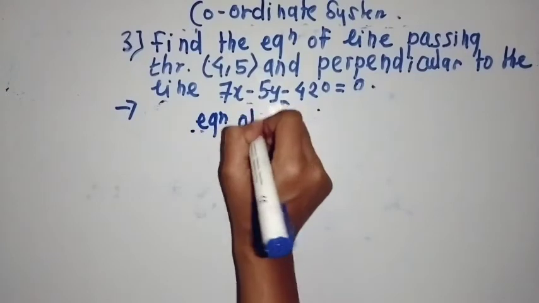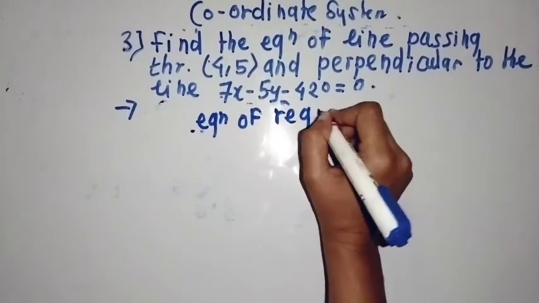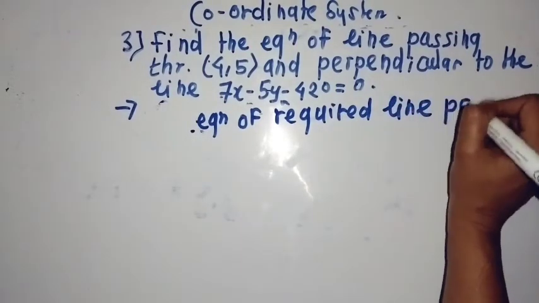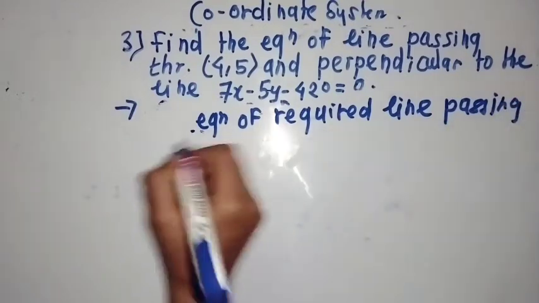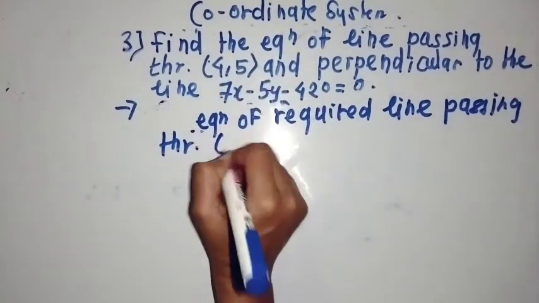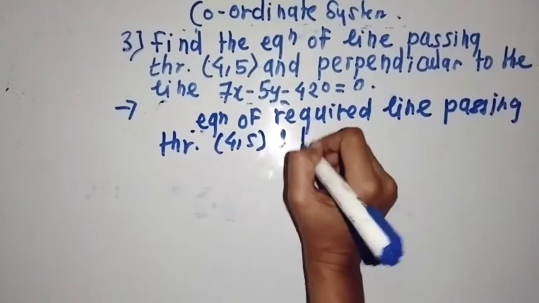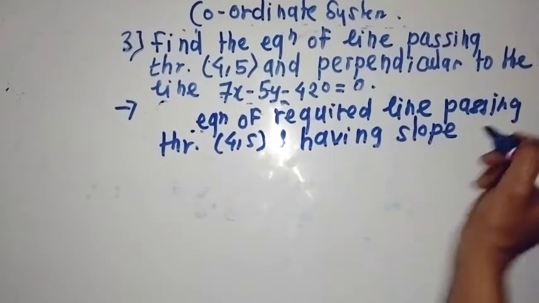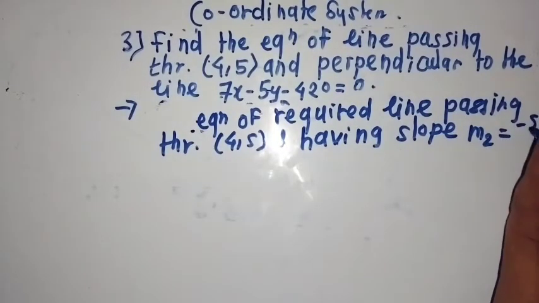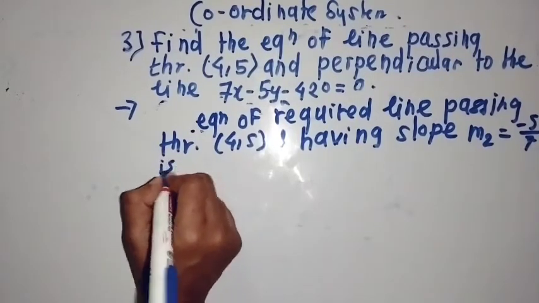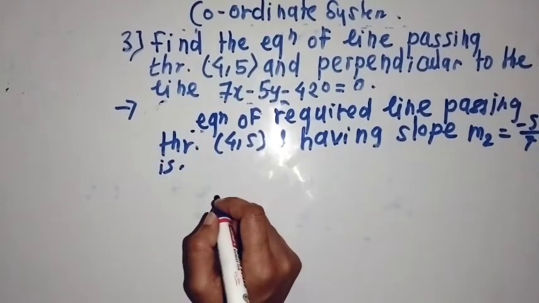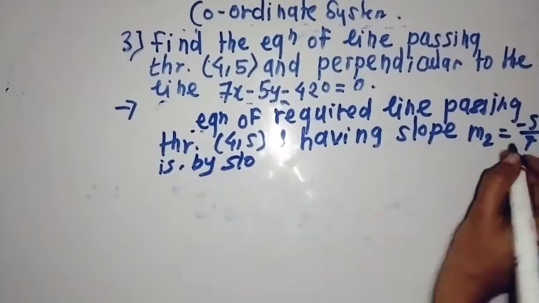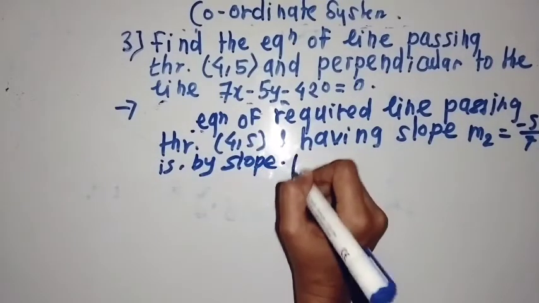Then we find the equation of the required line. Hence the equation of the required line passing through (4, 5) and having slope m2 is equal to minus 5 upon 7 is by slope point formula. Here slope and point are given, so slope point formula.